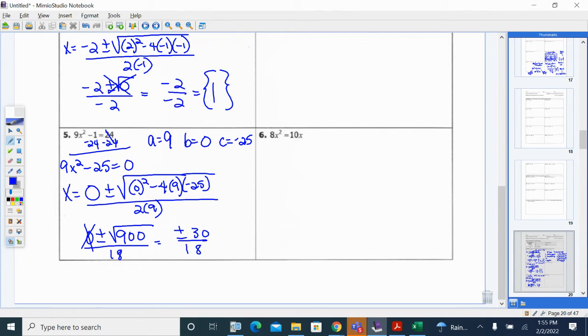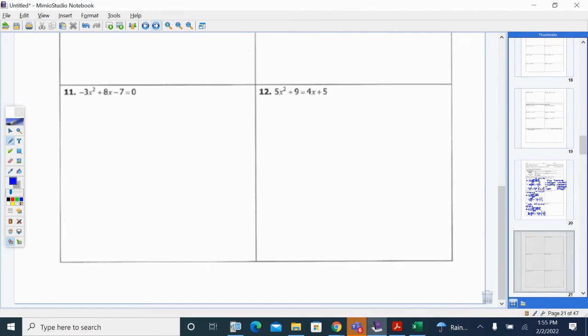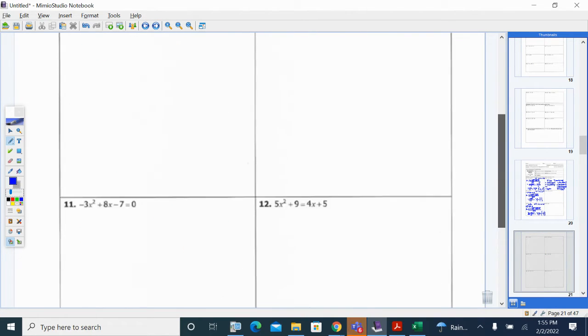Now the last step here is to just simplify your fraction, 30 over 18. 6 goes into both. So I have a positive and a negative 5/3. And those are my 2 solutions. All right, we're going to look at example number 7.